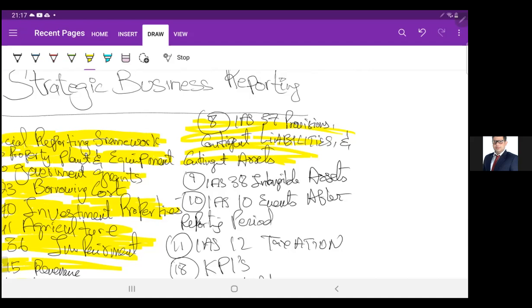Then we will have IAS 10, events after reporting period. What is adjusting event? What is non-adjusting event? What are the treatments in all cases? That we will complete in detail. Then we will have IAS 12, taxation. What are the temporary differences? What are the permanent differences? What will be the accounting treatment in each case? We will do that all in detail.